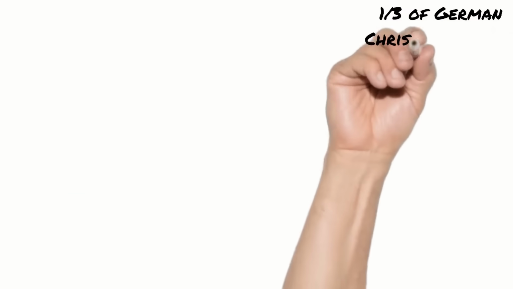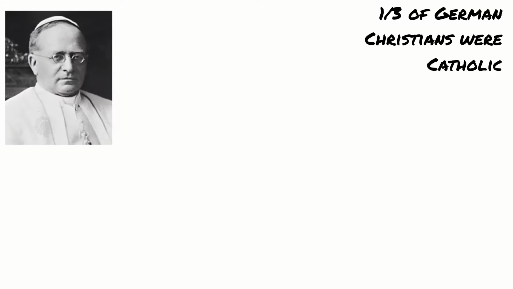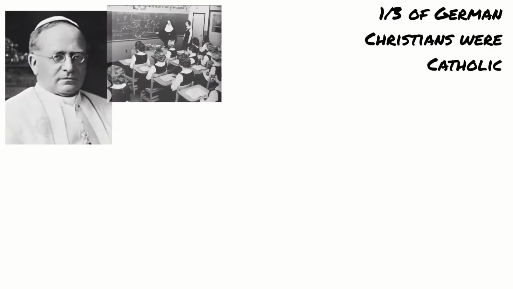1/3 of German Christians were Catholic. Catholics had an allegiance to the Pope rather than to Hitler, which contradicted his goal of becoming the Führer. Additionally, many Catholic children were educated in Catholic schools, which meant they were not being taught the Nazi curriculum and therefore would not be indoctrinated in the way that kids in Nazi schools were.